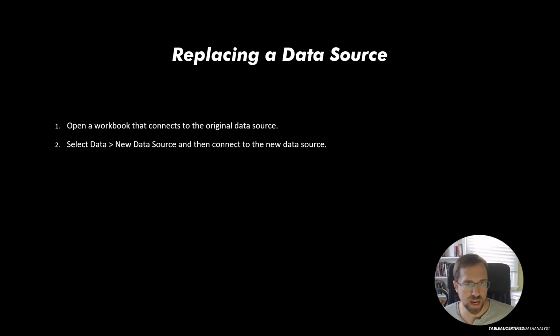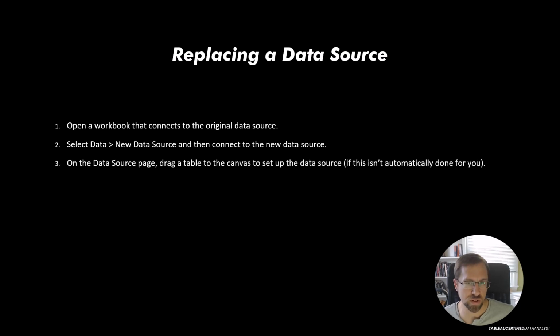On the data sources page, we drag a table over to the canvas to finish setting up that data source. Then we go to the sheet where we want to make the replacement, right? And on that sheet, we do data, and then we find the data source and we select replace data source. And so I went through that and made that replacement.